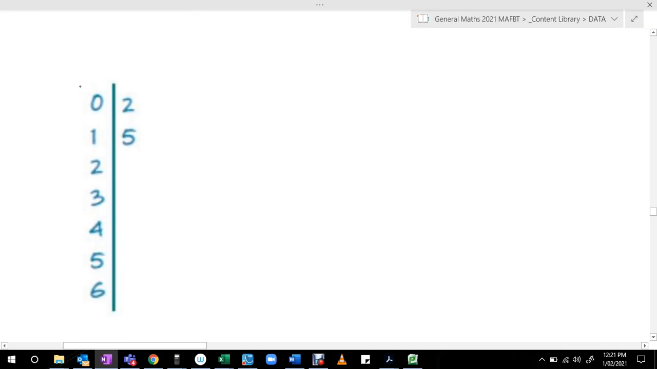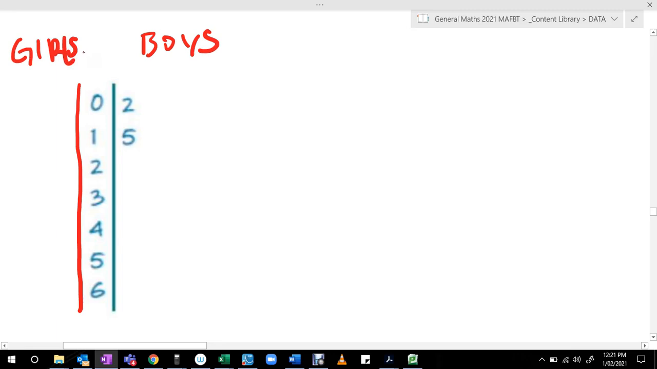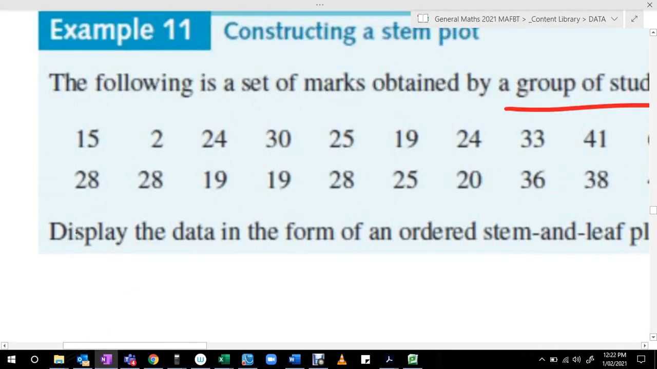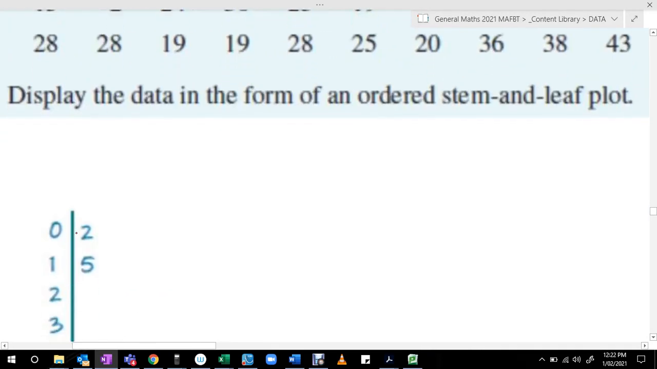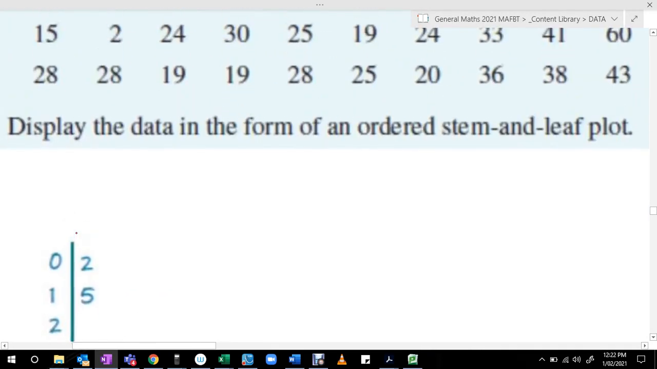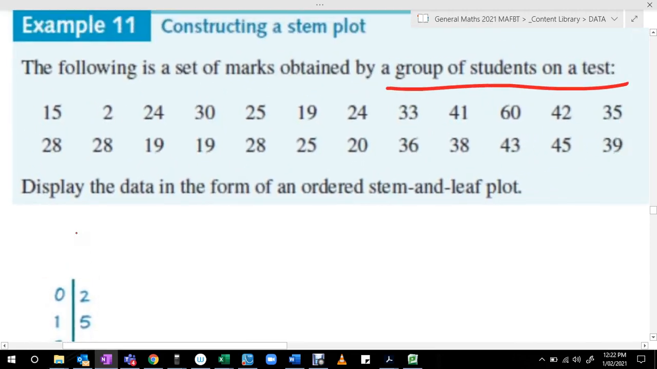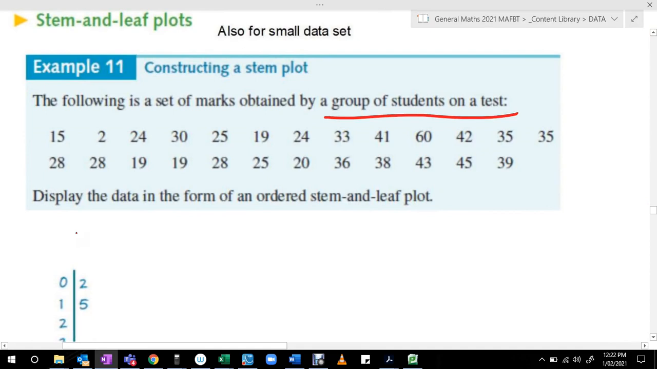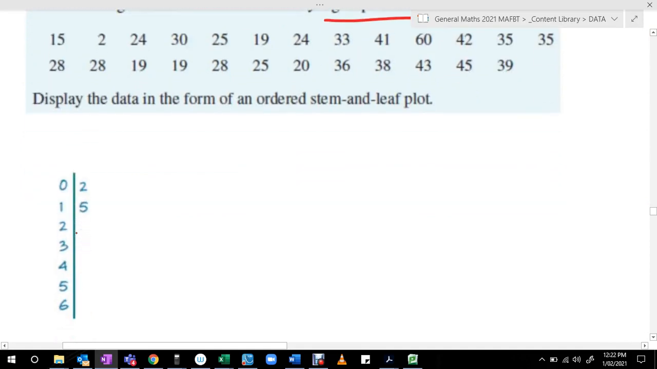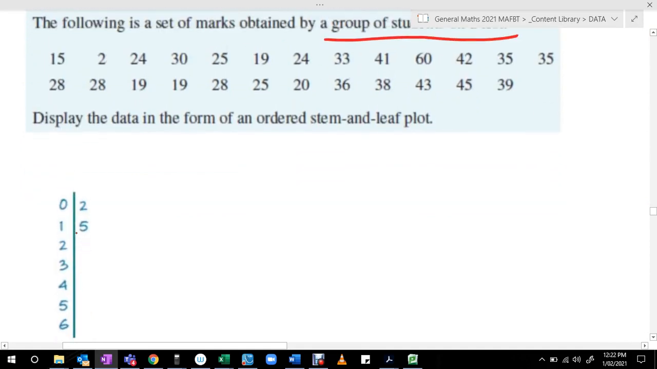Sometimes you will get a double stem and leaf plot that looks like this, where you've got boys maybe, and it might be girls here, just as an example. But we'll stick to this for now. So for this stem and leaf plot, what we're going to do is put these numbers in there, but we need to put them in order from lowest to highest. Really tricky there, because if you don't, then it's going to be incorrect.